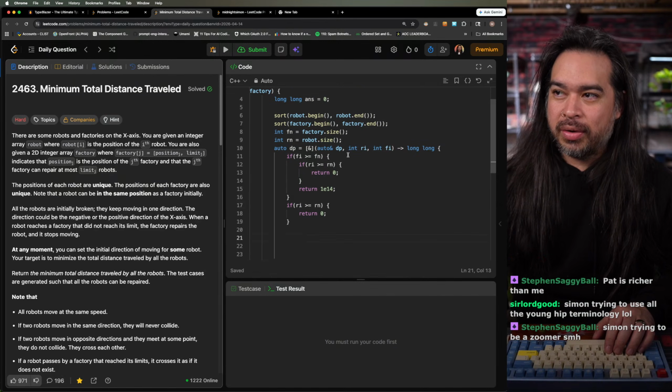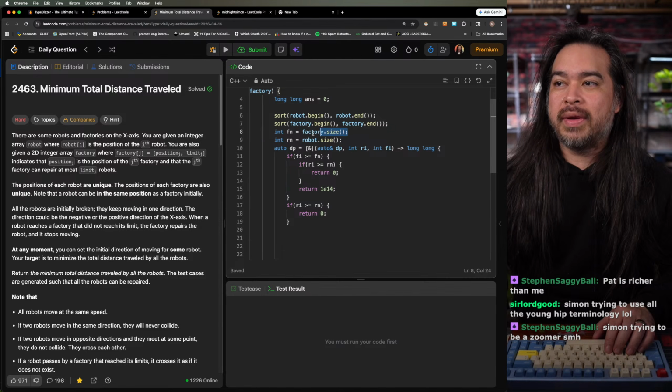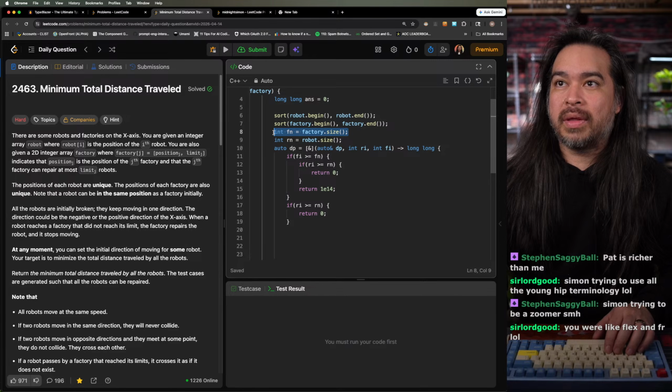Wait, how do I know if we've hit the limits for that factory?